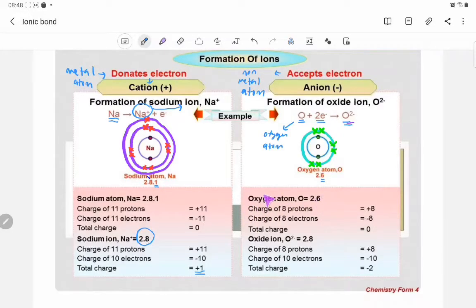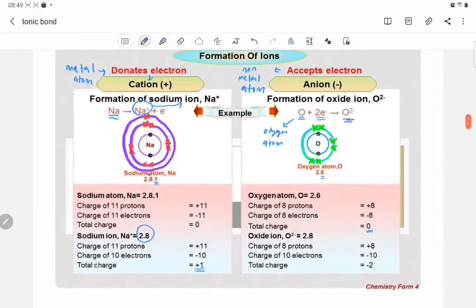So why does oxygen atom not have any charge? You can see here, oxygen atom has electron arrangement 2.6. Kita tengok the charge of 8 protons equals positive 8, charge of 8 electrons equals negative 8. So the total charge that we get is equal to 0. So that's why oxygen atom does not have any charge.